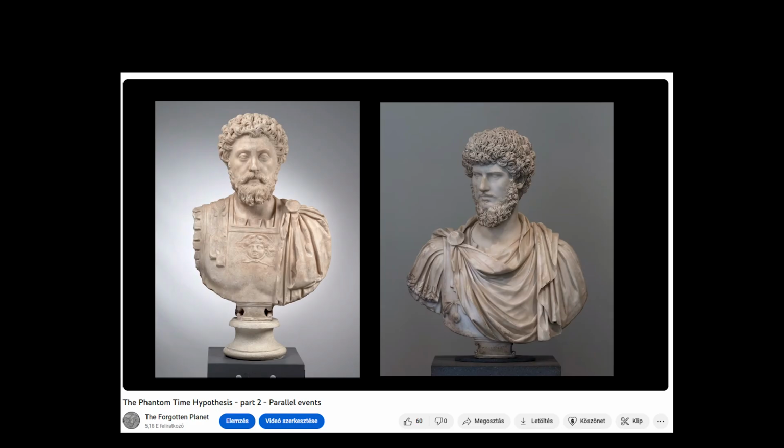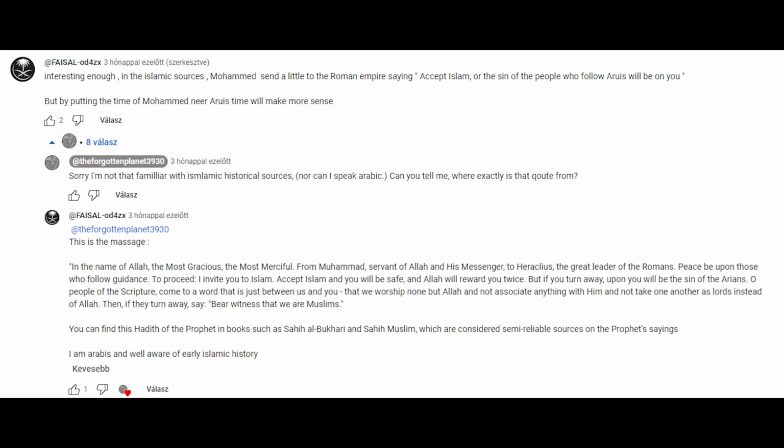However, in the previous video, a user named Faisail pointed out something interesting in a letter sent by the Prophet Muhammad to the Byzantine Emperor Heraclius. Here's a quote from it.